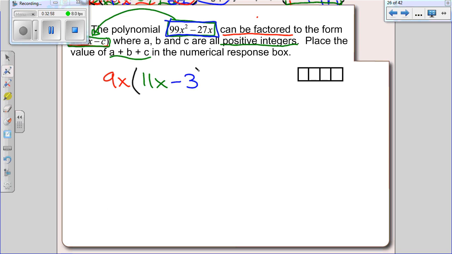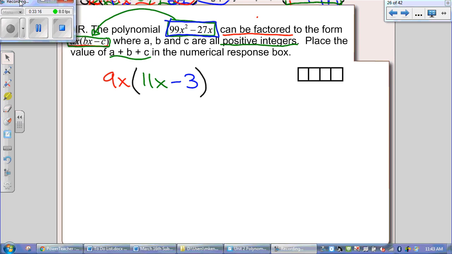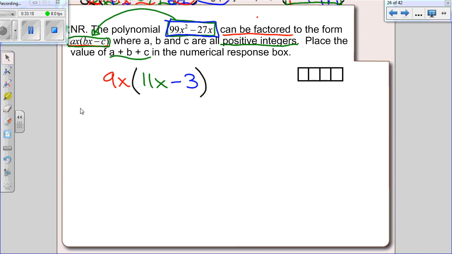Now the question wasn't, what is this factor? The question was, what's A plus B plus C? And the only way you could figure out what A, B, and C were was to factor it. So you had to factor to get to the answer. See how it doesn't deliberately tell you that? You have to kind of know that's what it wants you to do.